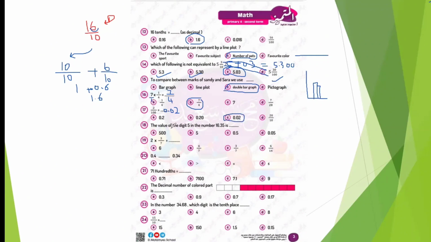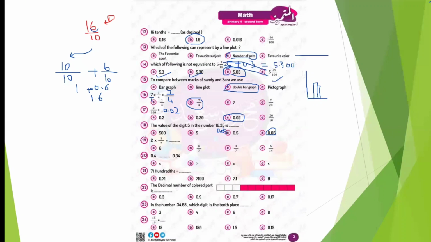18. The value of the digit 5 in the number 16.35. What is the value? When he asks you about the value, you have to write it in digits. لما يسأل على الفاليو لازم أكتبها بالdigits. This is in the 100th place, but its value is 0.05. ممكن بطريقة سهلة بدل whole number أحط 0 أحط مكان الديسيمال بوينت أحطها مكانها و instead of 3 هحط 0 وبعدين أنزل 5.